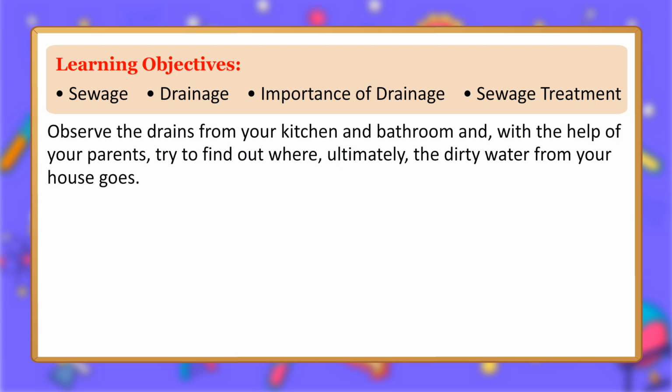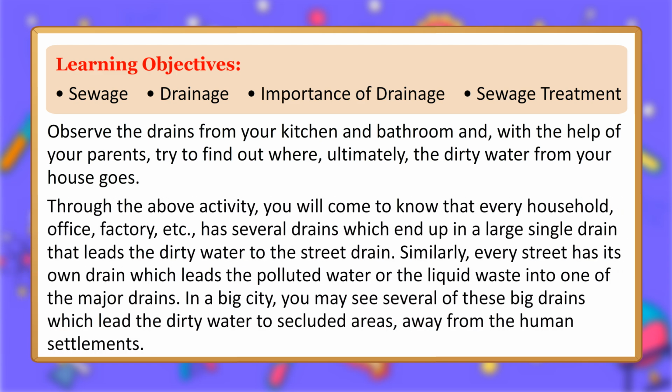Observe the drains from your kitchen and bathroom and, with the help of your parents, try to find out where, ultimately, the dirty water from your house goes. Through the above activity, you will come to know that every household, office, factory, etc., has several drains which end up in a large single drain that leads the dirty water to the street drain.